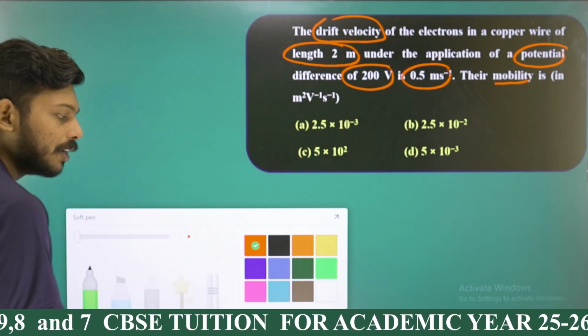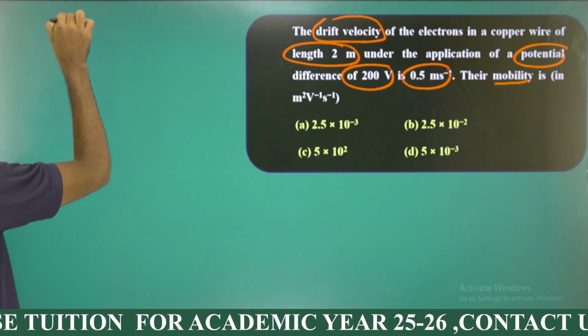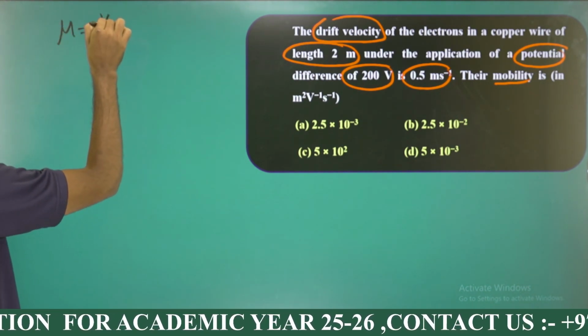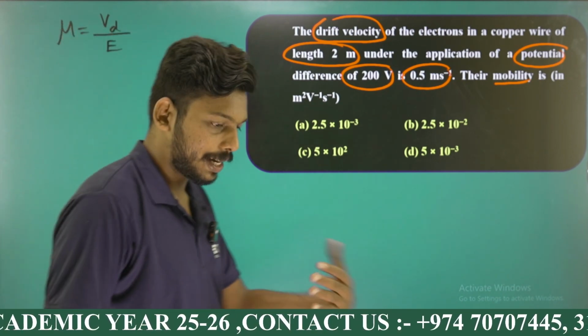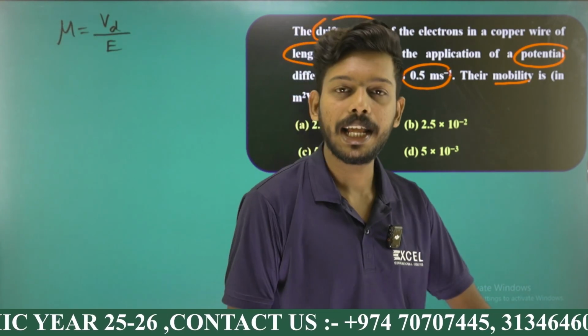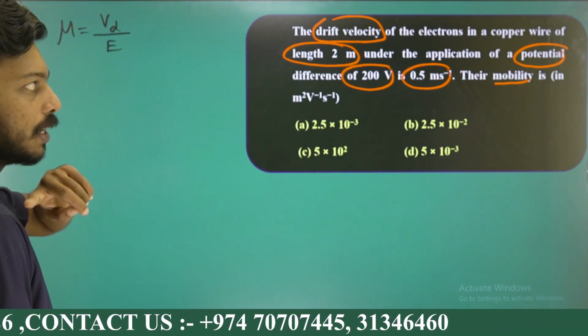That's a good question. Okay, so we can go something like this. Mobility, we know the basic equation for mobility. Mobility is equal to drift velocity by electric field. Mobility is the ratio of drift velocity with respect to the electric field. So you have to know the drift velocity and the electric field, right?